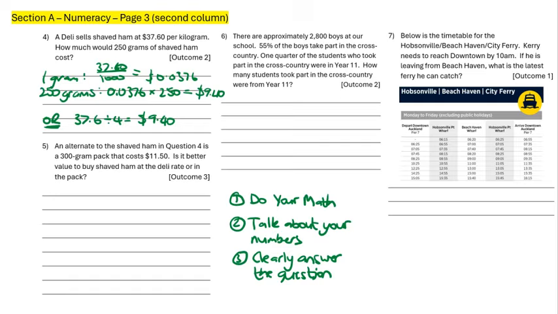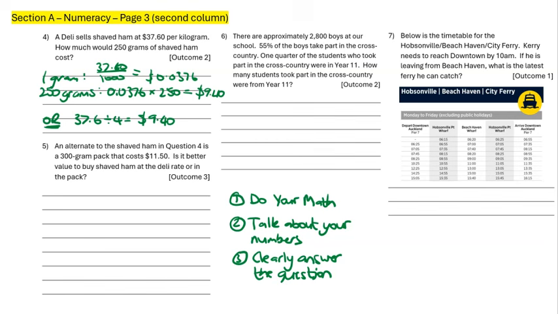So this here carries on from the deli shaved ham theme that we had from question 4. An alternate to the shaved ham in question 4 is a 300 gram pack that costs $11.50. Is it better value to buy the shaved ham at the deli rate or in the pack? So basically what we're trying to find here is a standardized weight, and then we're going to compare which one's cheaper.